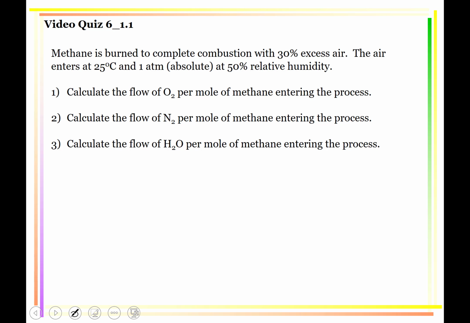Now you try a calculation. This is video quiz 6.1.1. Methane is burned to complete combustion with 30% excess air. It's not dry. The air enters at 25 degrees C and 1 atmosphere at 50% relative humidity. First, calculate the oxygen per mole of methane entering the process. Calculate the flow of nitrogen per mole of methane entering the process. And calculate the flow of water per mole of methane entering the process.